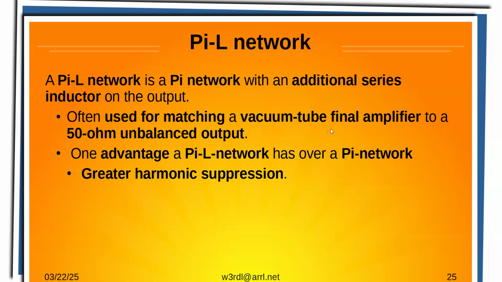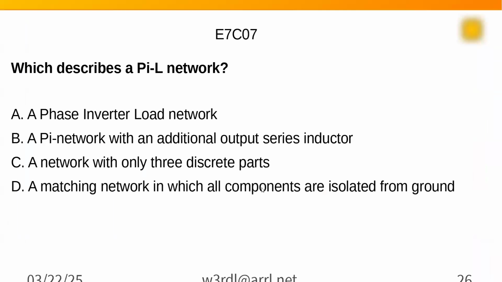A pi L network, we've got a pi network and we just add a series inductor. And what that does is give you more harmonic suppression, because at higher frequencies it's going to have a little bit more impedance. So you see that a lot of times in a vacuum tube final amplifier. Instead of just a pi, it might be a pi L. It doesn't affect the tuning.